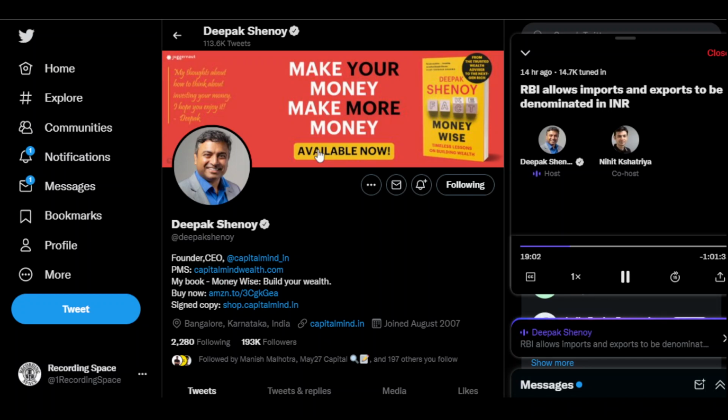RBI has just freed the rupee in a small way. They have allowed the internationalization of the rupee in the sense that trade flows can be settled in the rupee. All this sounds very good, but let me quickly summarize what's currently happened. If I'm buying something from Amazon in the US, I have to tell my bank, say HDFC Bank, to pay Amazon. Now, how does HDFC Bank pay Amazon?